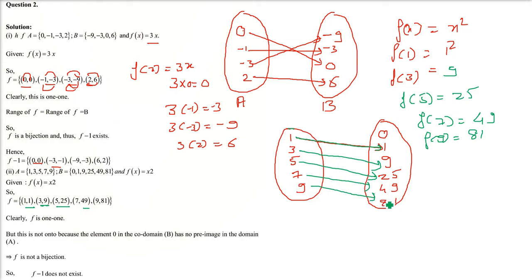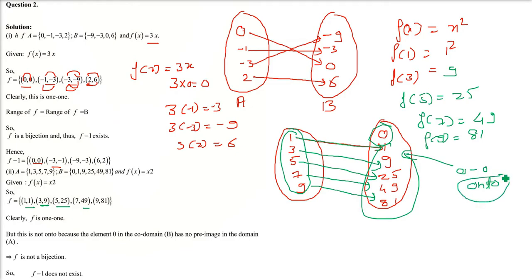Okay. So it is clear that it is not surjective. In order to be bijective, it has to be both 1-1 and onto. It is 1 to 1, but it is not onto. That means this is clearly not bijective. So no f inverse exists.